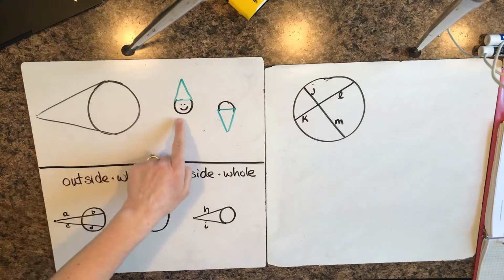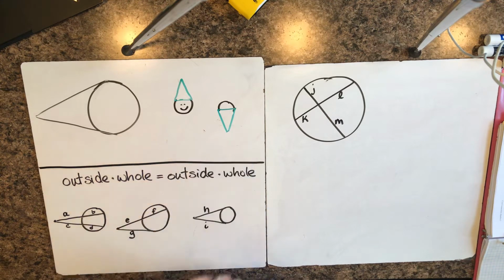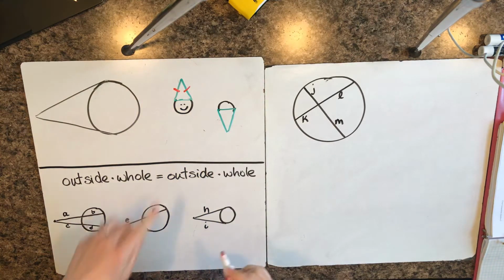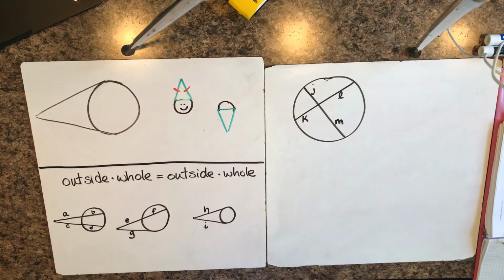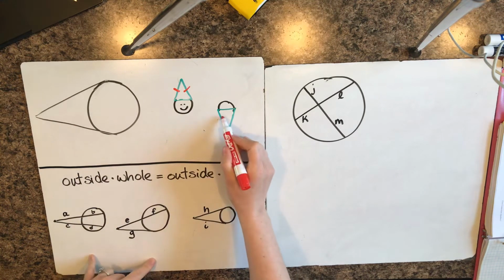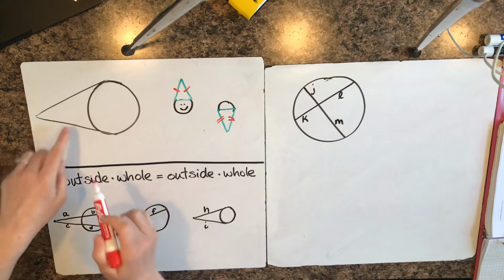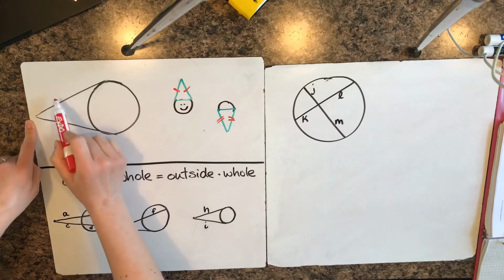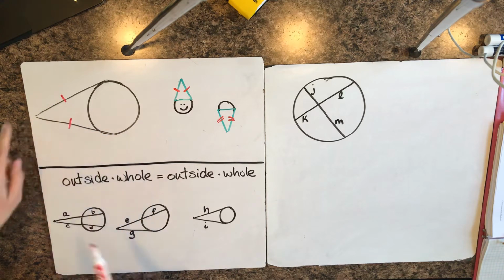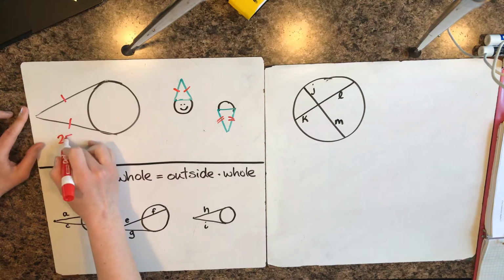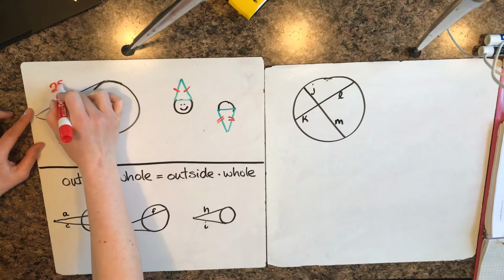If you think about it like a party hat or an ice cream cone, if you think about a good hat or a good ice cream cone, these two sides better be the same. If these two lengths are different, your hat's going to be all off, your ice cream cone is going to melt in a funny way. So anytime you see these things meeting on the outside, it just means that those two parts are equal in length. So if this is 25, then this is 25.